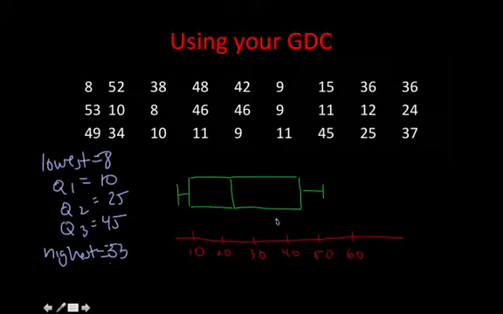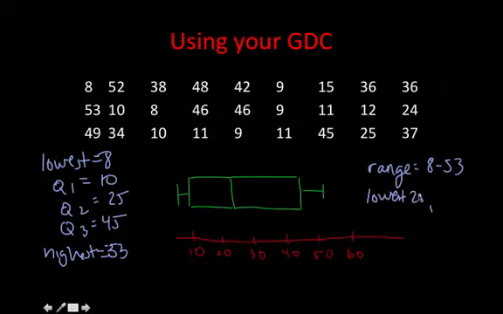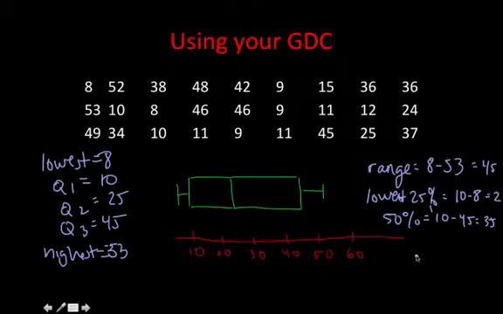What the box and whisker plot tells you is a whole lot. It tells you what the range of the data is. So I know that the range of the data is between 8 and 53. It tells me what the range of the lowest 25% of the data is. So that would be between 10 and 8. It tells me where the middle 50% of the data is. The middle 50% is between 10 and 45. And it tells me additional information about the second and third 25% of the data.